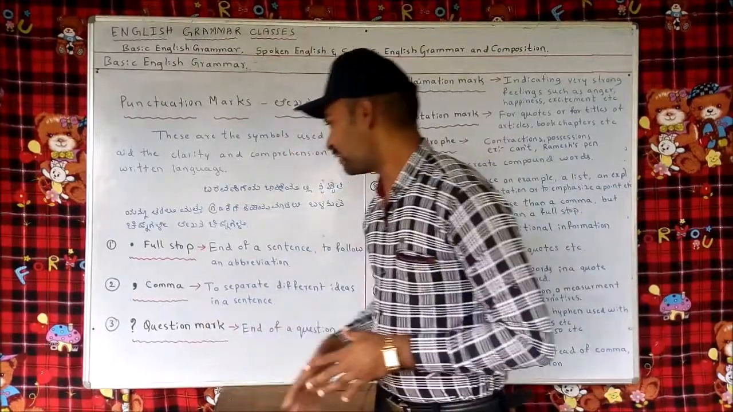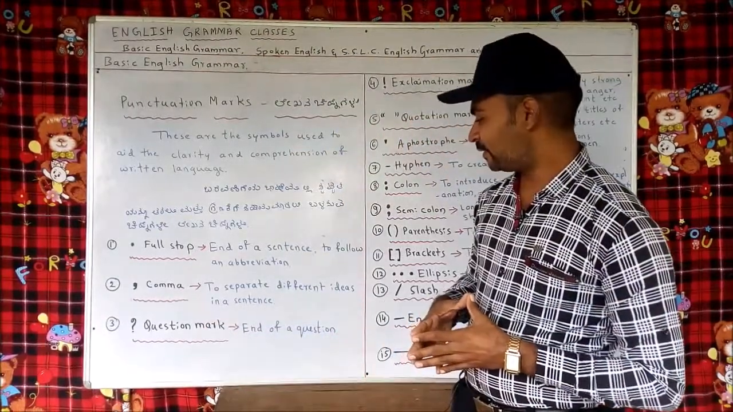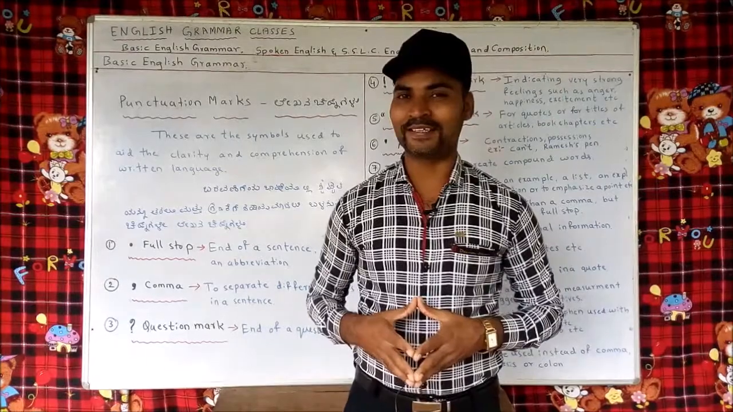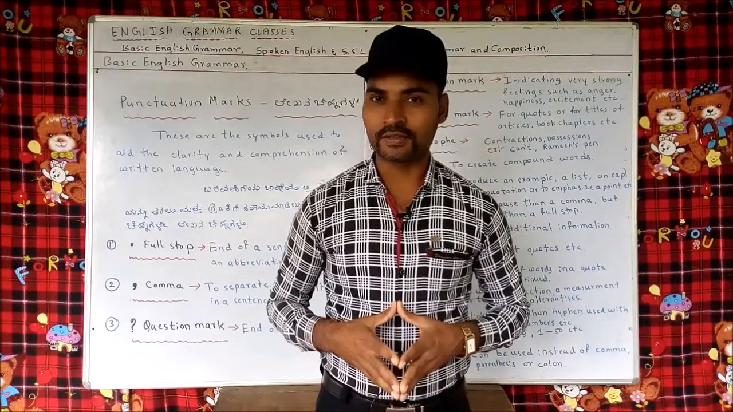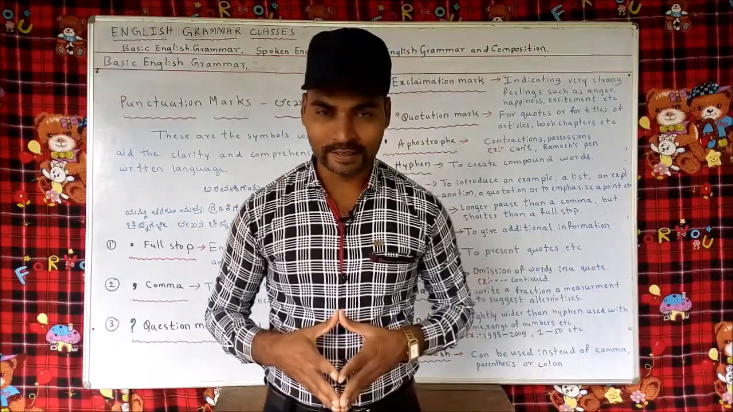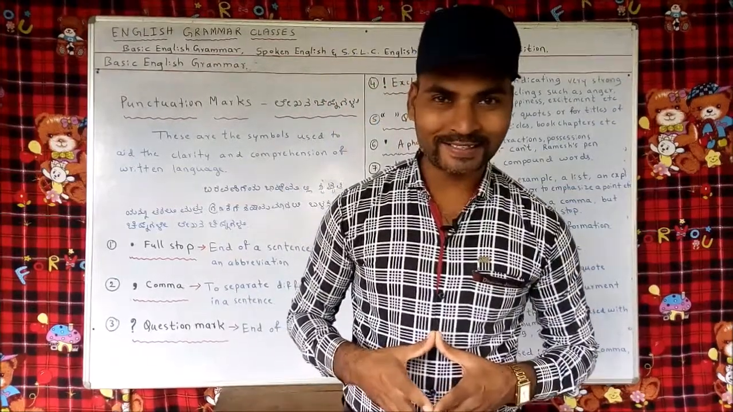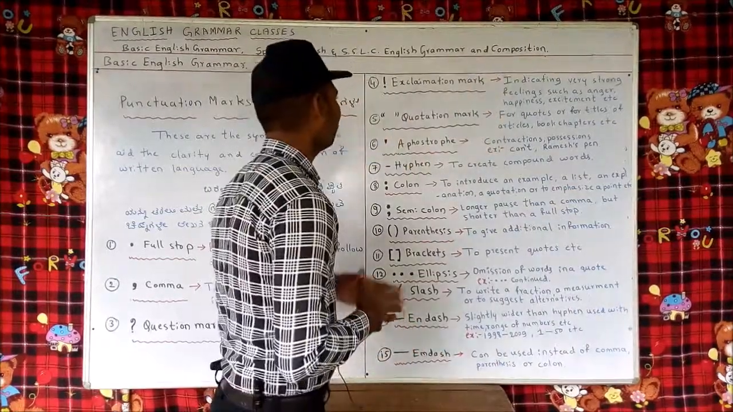Then we come across our third punctuation mark, that is question mark. Question mark is a very easy one. This one we use at the end of a question. What is your name? Had your dinner? Had your breakfast? Like that.